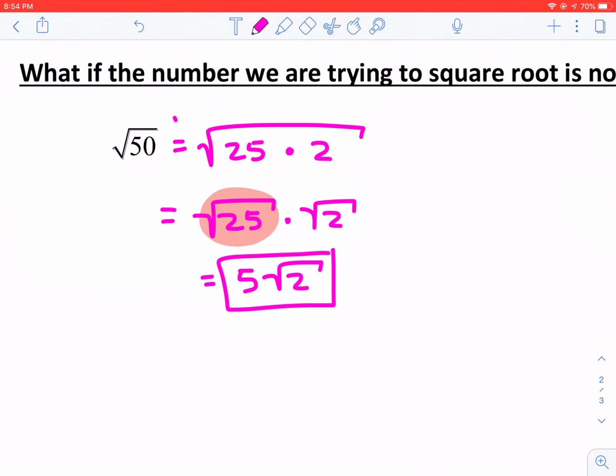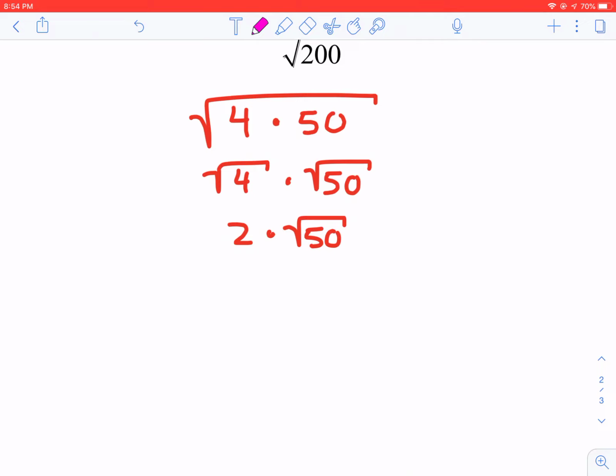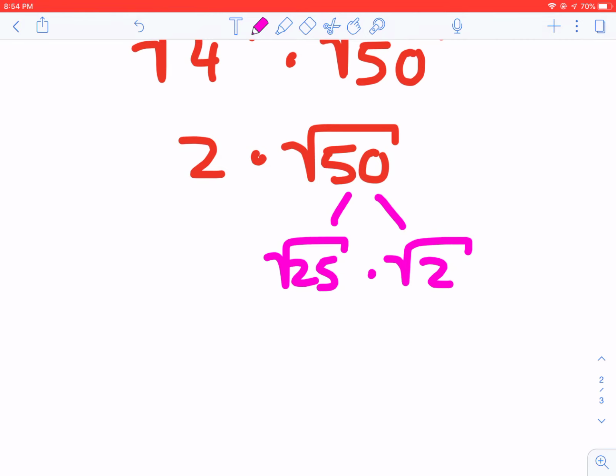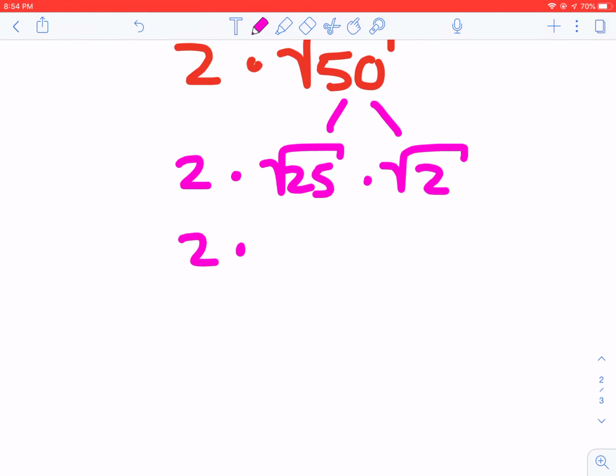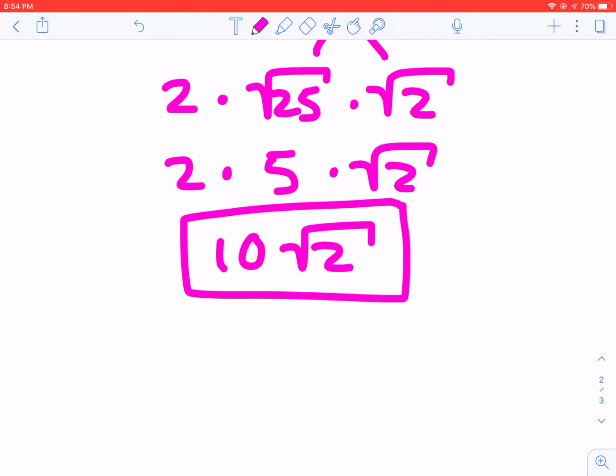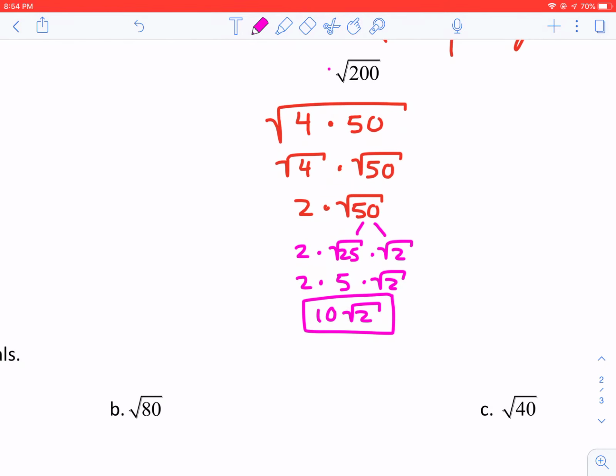Square root of 50 is 25 and 2. So I'm going to break down the square root of 50 into the square root of 25 times the square root of 2 still. And we still have this times 2 in front, so it's 2 times the square root of 25 times the square root of 2. 2 times the square root of 25 is 5 times the square root of 2. 2 times 5 is 10, and so that is 10 radical 2. Alright, and this is equal to that. You can type both into the calculator, you should see the same result. And that is how you simplify a square root if it's not a perfect square.